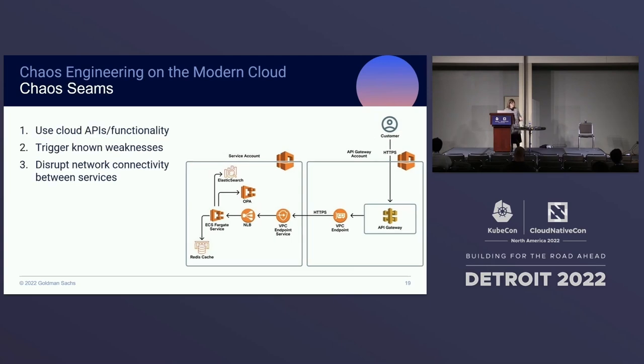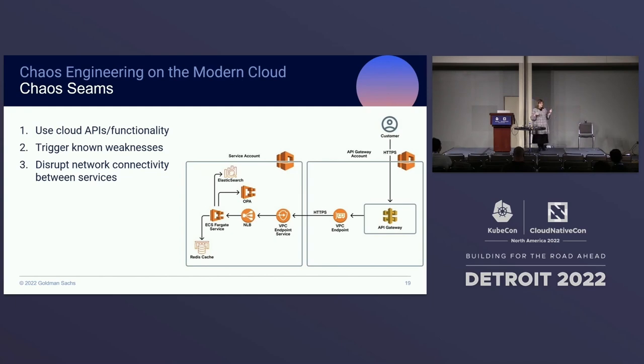So there are three things that I call chaos seams that you can use to inject chaos, even when you're running managed services in the cloud. First category is using cloud APIs and functionality. If we take Elasticsearch as an example, even if you're running on a fully managed cluster with no access to the underlying machines, there are usually APIs that let you trigger a cluster resize. That can be a really useful chaos seam where you trigger that cluster resize, have traffic coming in, and see how your system reacts to those circumstances.